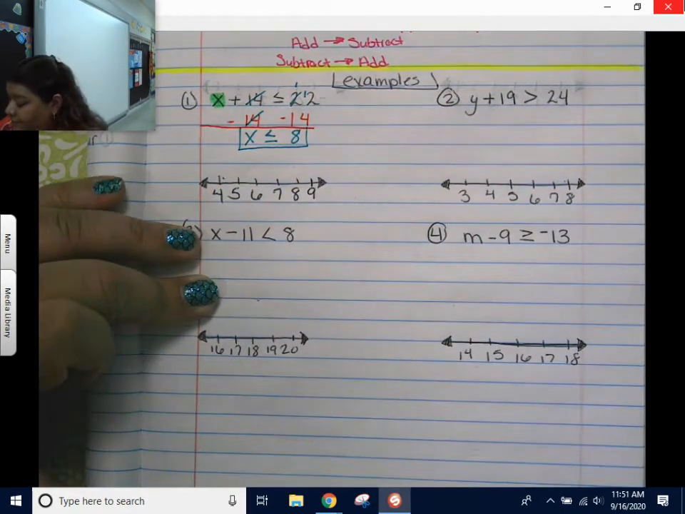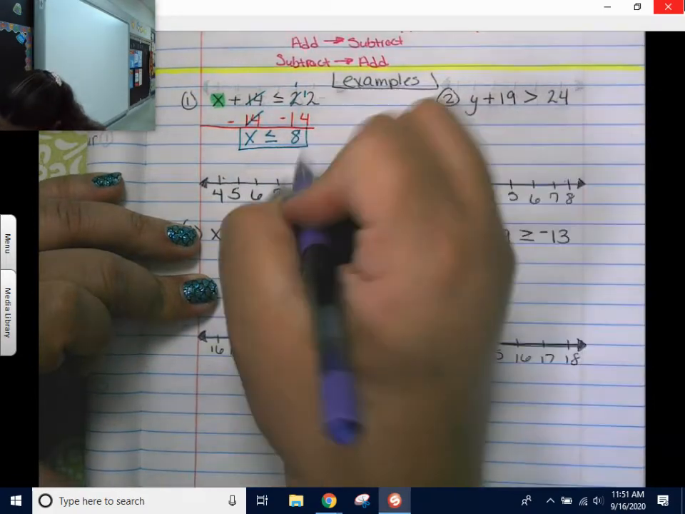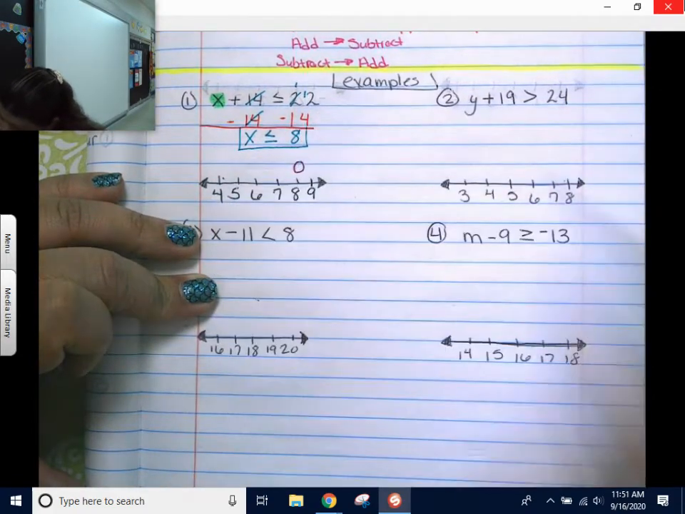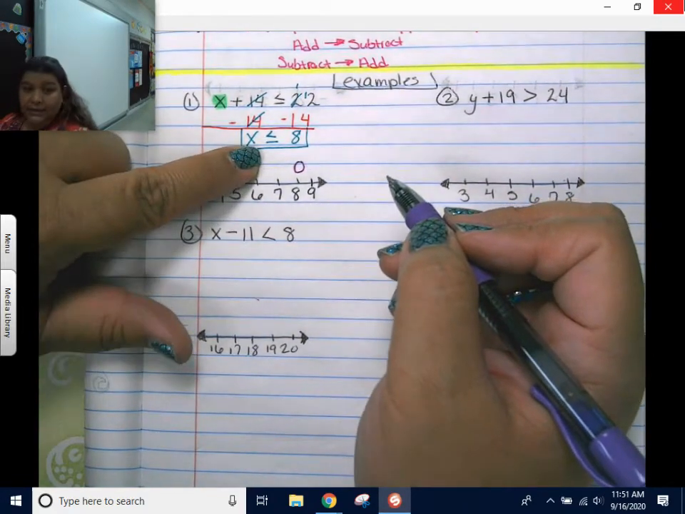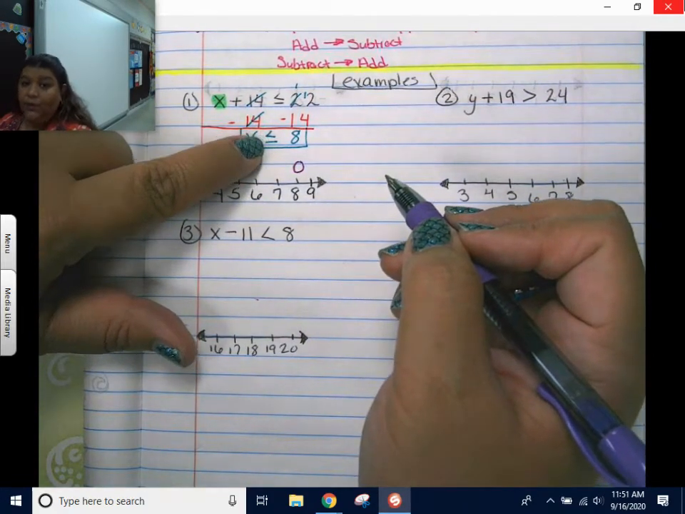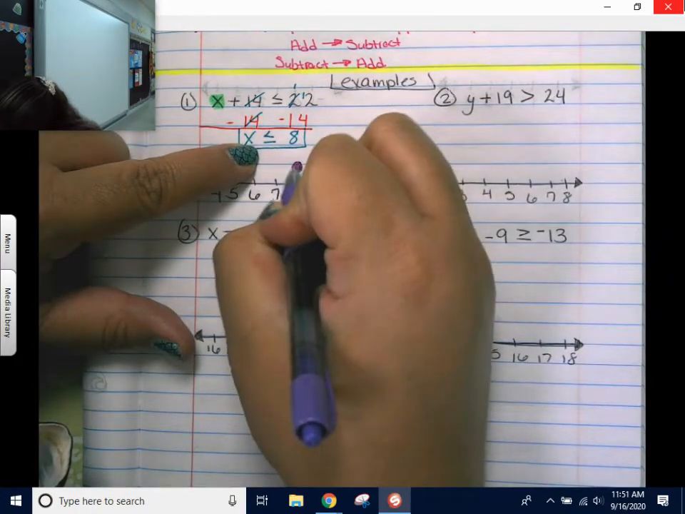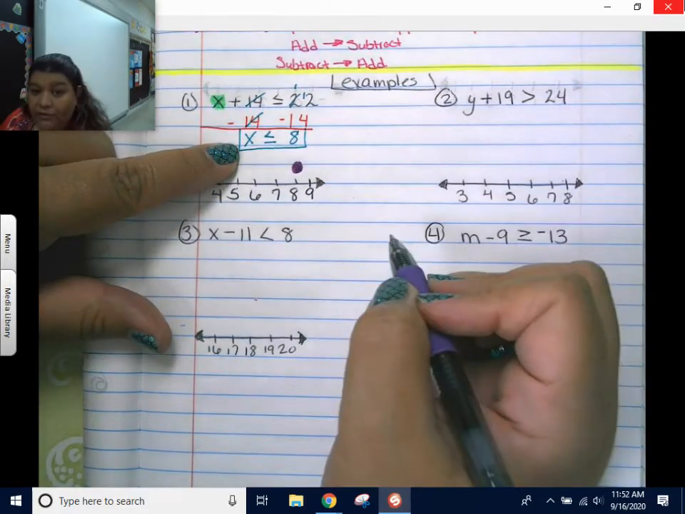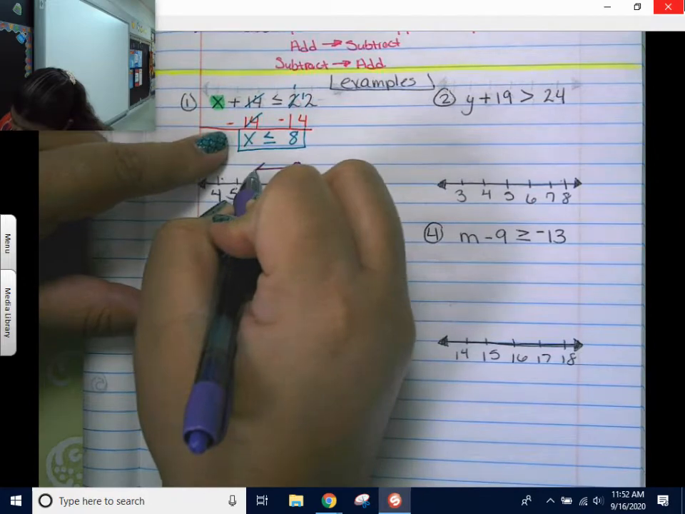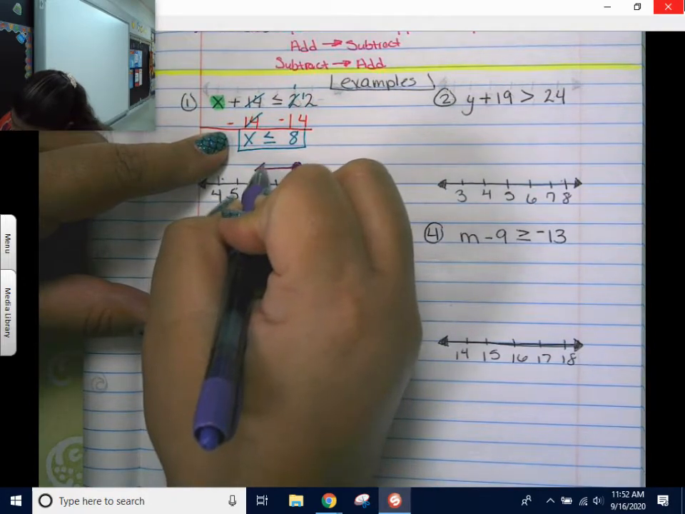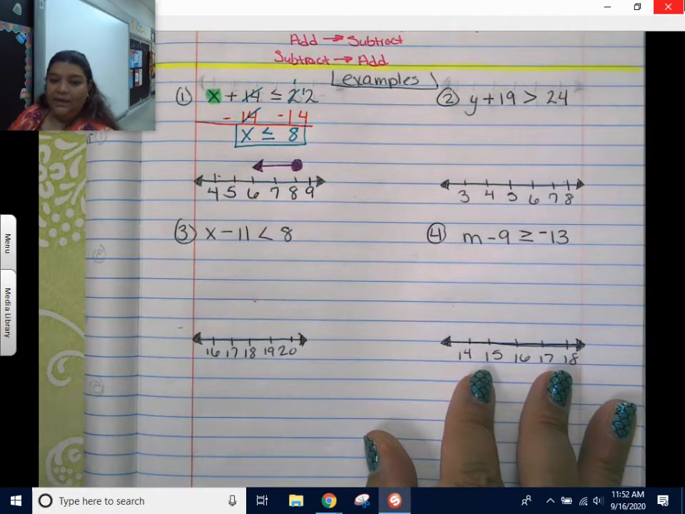Now to graph. Remember how to graph? Where's my starting point? 8. Put a circle there. And then my answer, is it included? Does it say equal to 8? Yes, it does, because we say less than or equal to. So color that circle in. And all my answers have to be less than or equal to 8, so my arrow goes towards the left. Good job. Not too hard, right?